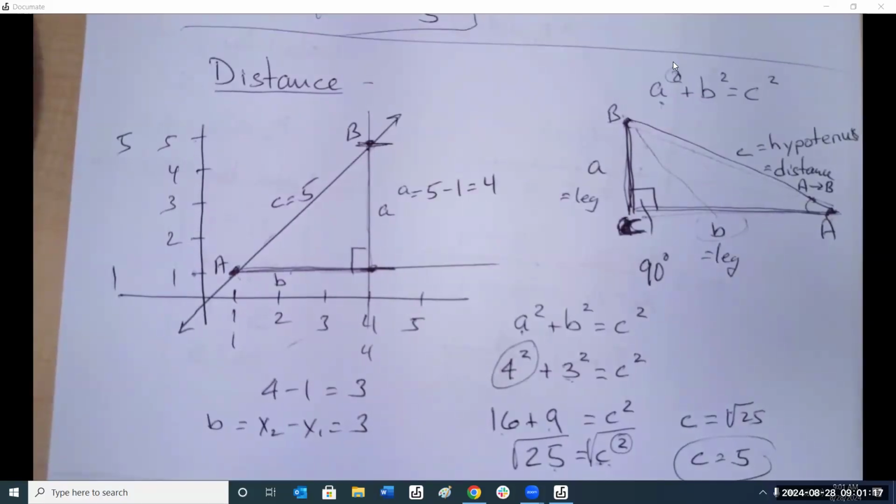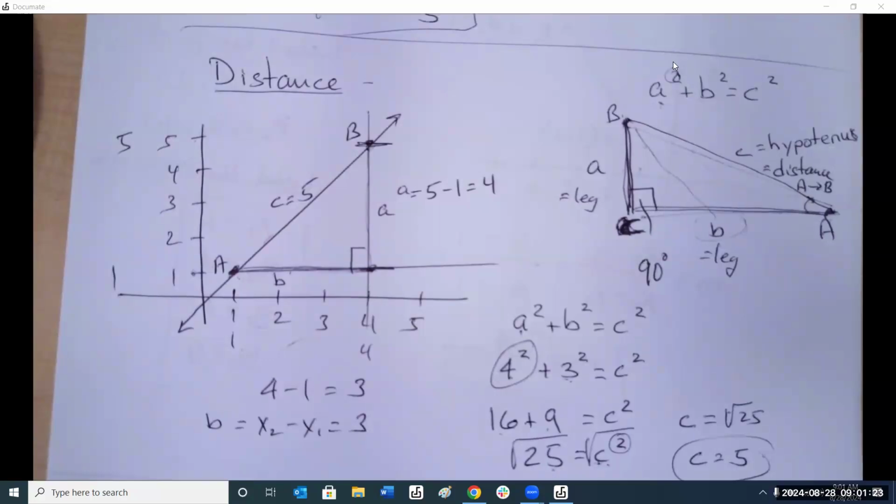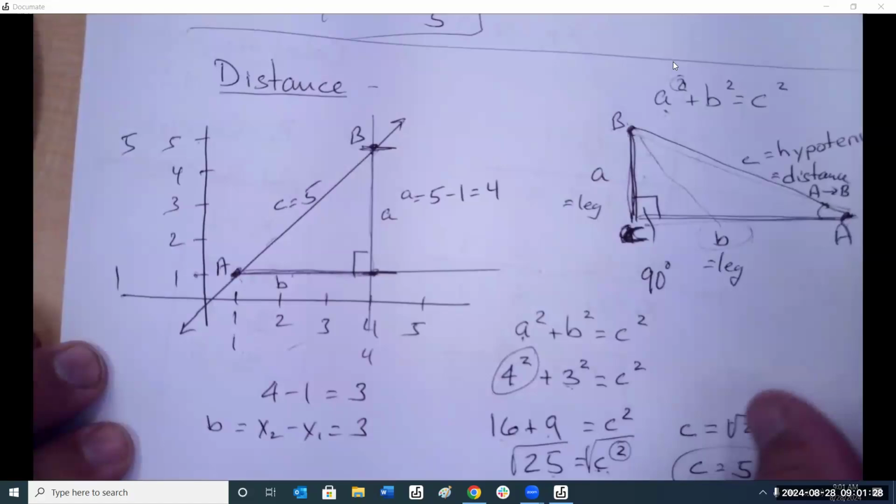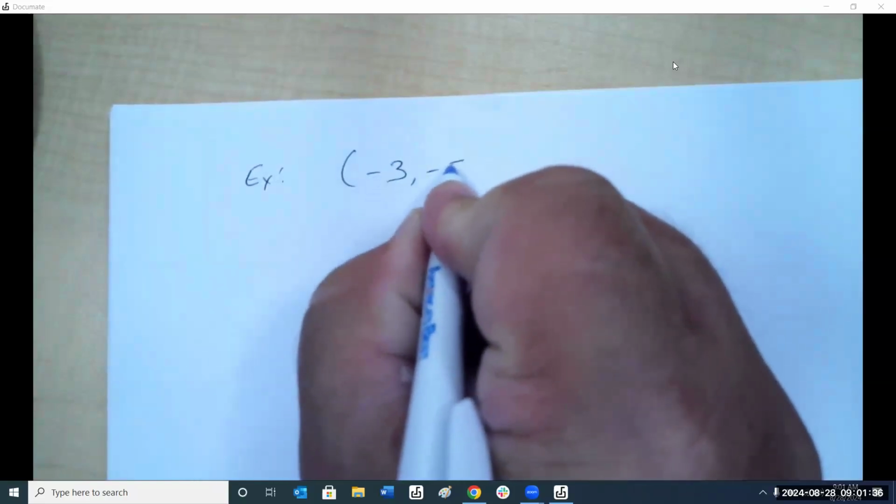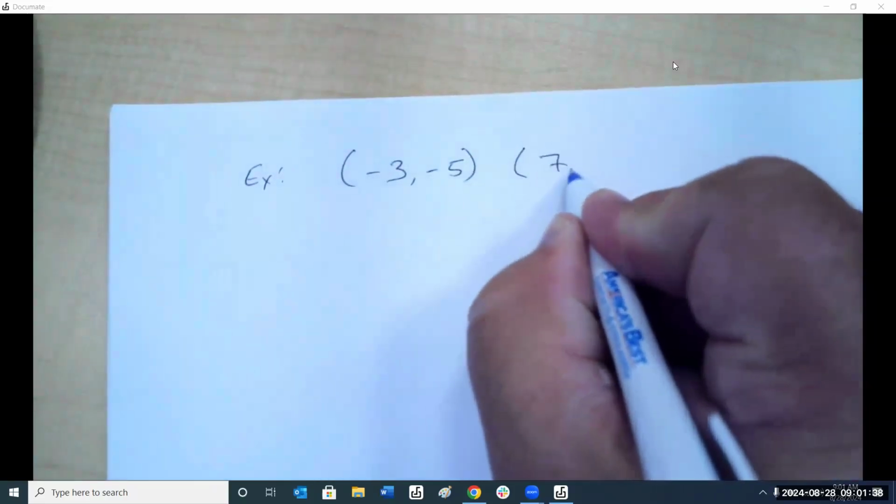That's how the distance formula works. If I lose you, please, please, please stop me and tell me to repeat it and fix it. Because now I'm going to let you guys do the original example we did. So find the distance between our two points from our example: -3, -5, and 7, 1.